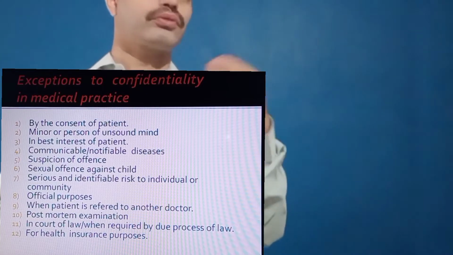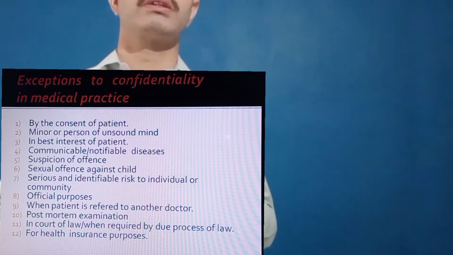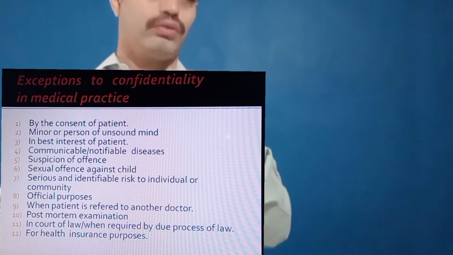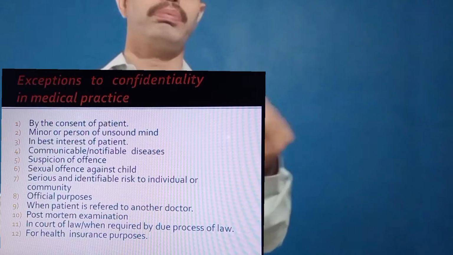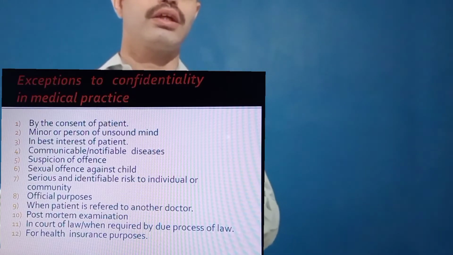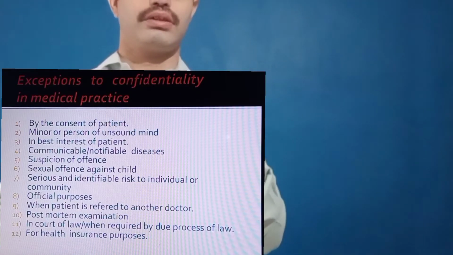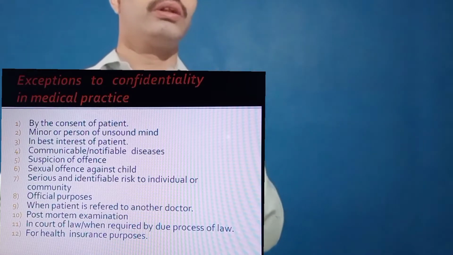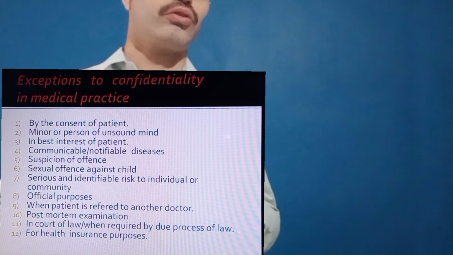Then sometimes, for official purposes, it is required to be disclosed. For example, when a patient requests you to issue a medical certificate to be submitted in the office, in that case you have to write the diagnosis of the patient. That means we are disclosing the information of the patient. So it is necessary because it is in the best interest of the patient.